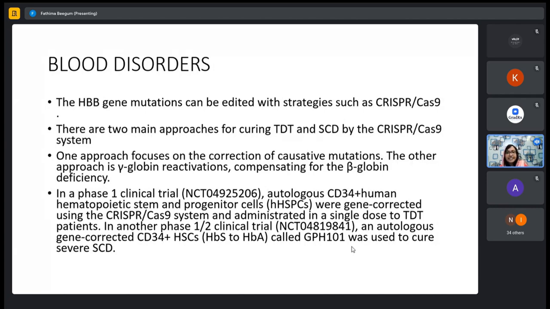And in a phase 1 clinical trial, CD34 human hematopoietic and progenitor cells were gene corrected by using CRISPR, and they were administered to the patients. And another phase 1/2 study was conducted in which CD34 cells have been corrected, and it is used for severe SCD, that is sickle cell anemia.